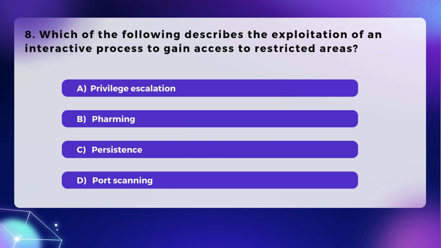Which of the following describes the exploitation of an interactive process to gain access to restricted areas? A. Privilege escalation. B. Farming. C. Persistence. D. Port scanning.